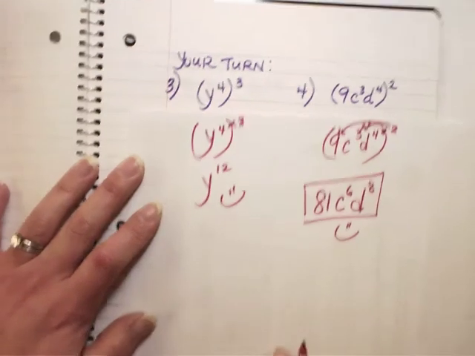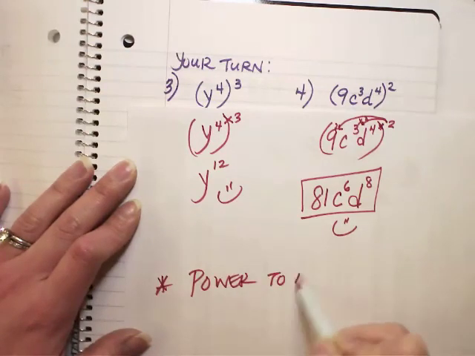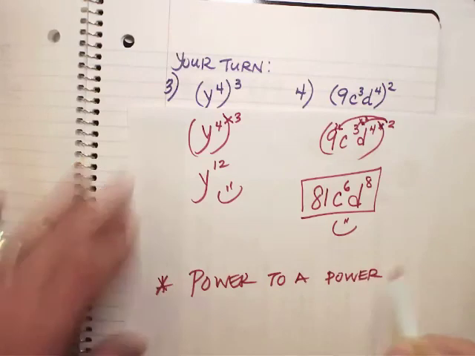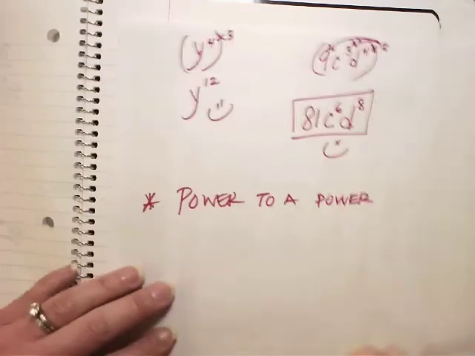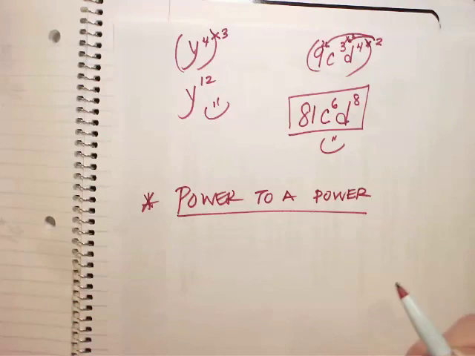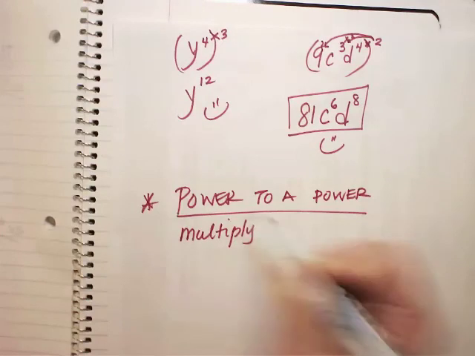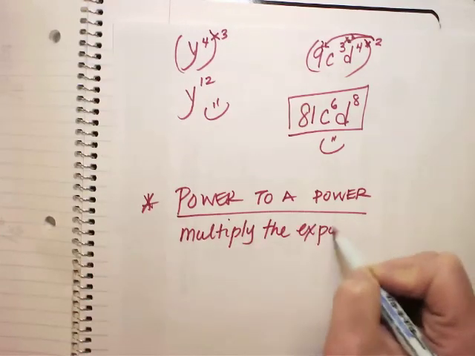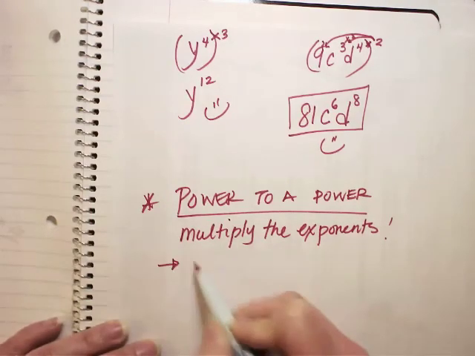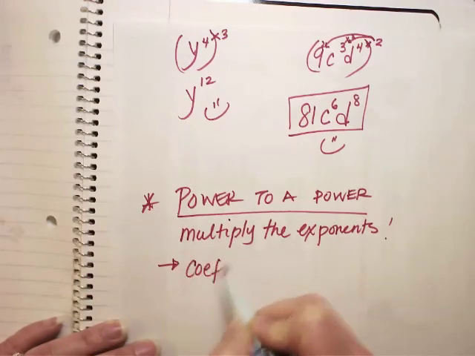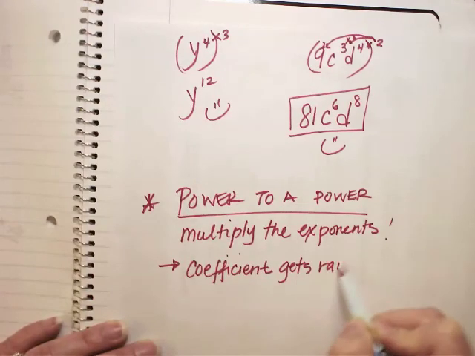So very quickly to summarize, if you're doing a power to a power, what do we end up doing? We end up multiplying. So a power to a power, you are going to multiply the exponents. But remember, be careful on this one. You must still take the coefficient, and it gets raised to that power.